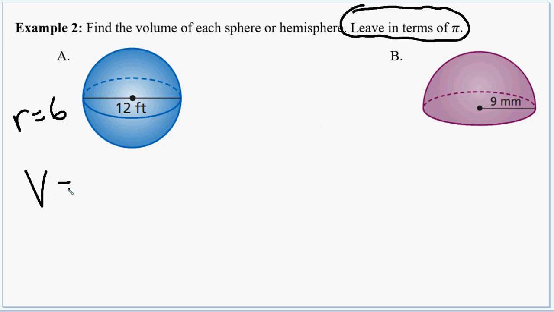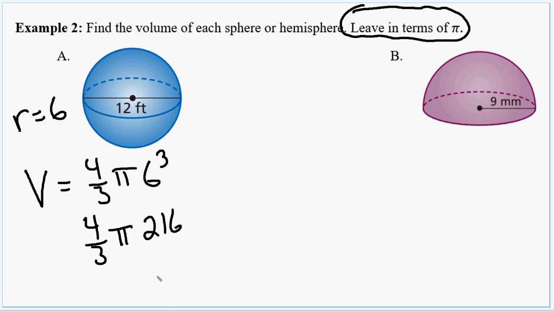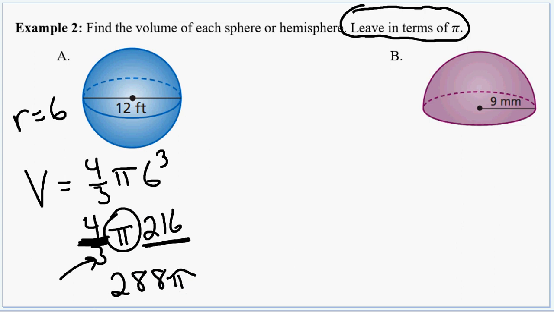So the volume of 2a is 4/3 times pi times 6 to the third power. 6 to the third is 216. If I was just doing this on a calculator, I would do 216 times the numerator 4, divide that by the denominator 3, and you should get 288, and we'll attach our pi to that number. 288 pi, our units would be feet cubed.